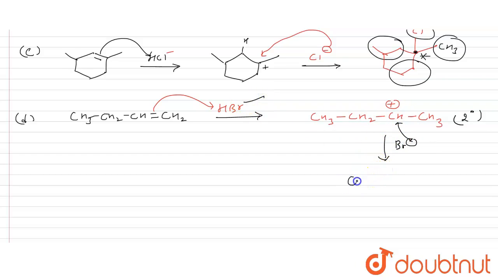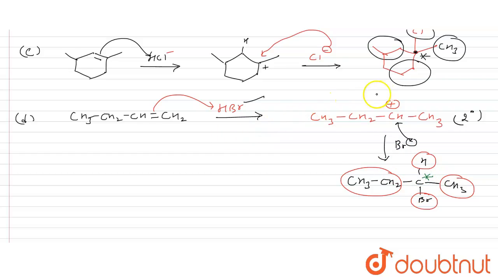So the compound will be formed like this, that is CH3 CH2, and here it is H, so this is H, and here this is Br, and this is CH3. Now you can see these are different groups. That means this carbon becomes chiral, and due to this chirality it will show a racemic mixture. That means this reaction will show a racemic mixture.